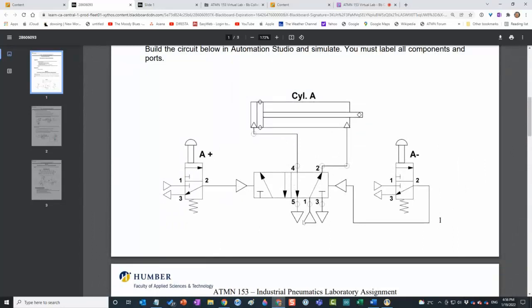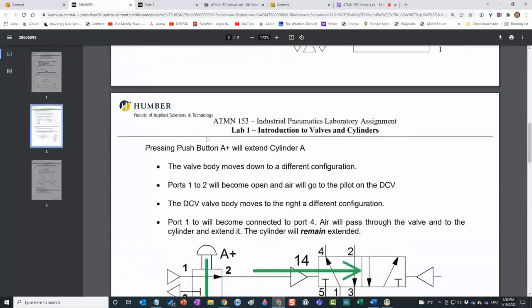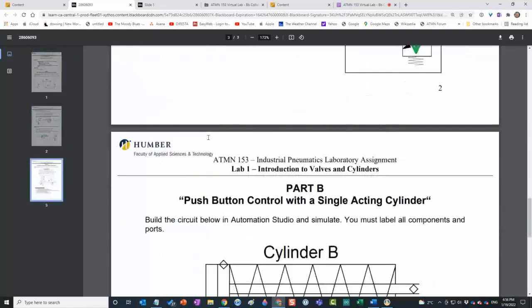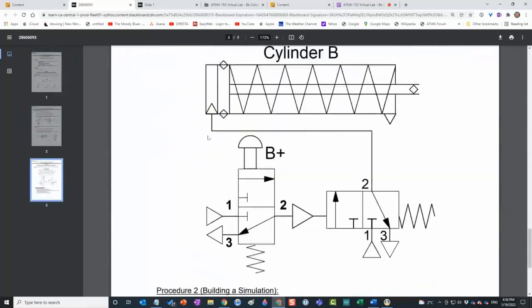We call it a 5-2 port, and we'll talk about that in lecture for sure, because there are 5 ports and there are 2 different actions that can happen. Now, we're going to build this in Automation Studio, and we're also going to be building this in Automation Studio.